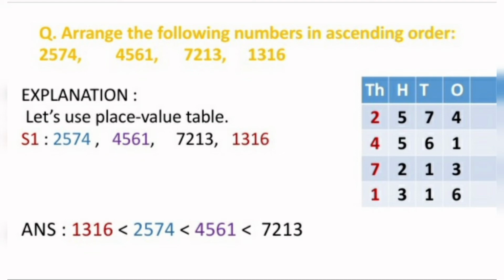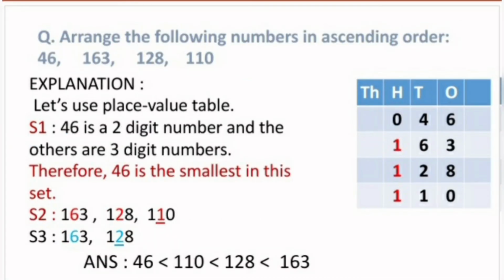That is, 1316 is less than 2574, is less than 4561, less than 7213. Fine. Now come to this question.